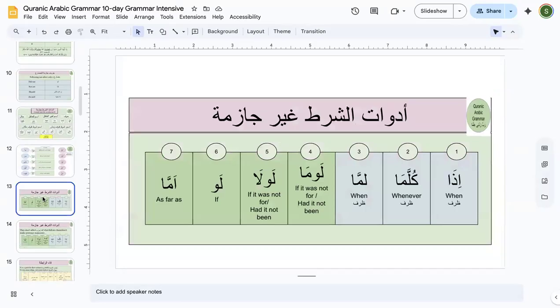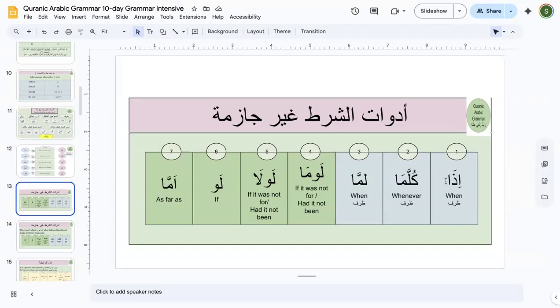When it comes to your adawatu shart ghair jazima, how many are there? There were 13, and then there are 7, so there are 20 in total. Okay, 13 are jazima. They can affect the mudare and make it majzoom, and then the rest 7 are ghair jazima, and they include iza, kullama, lamma, lauma, laula, law, and amma. Everything that you're seeing, what is this color called? Who can tell me this color? The color in the first three blocks, this bluish color. Okay, we'll call it blue or sky blue.